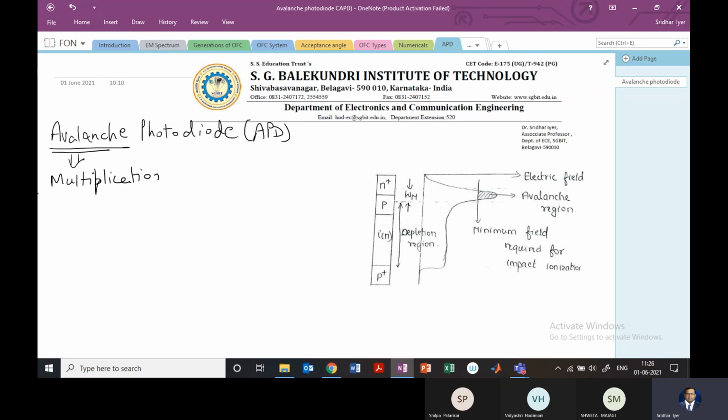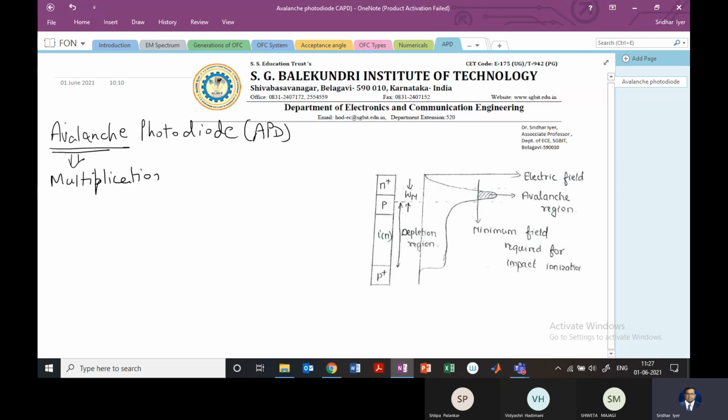So basically this APD will internally multiply the photocurrent which is generated before it enters the input of the amplifier, that is the next optical receiver, right? So internally there is going to be multiplication, and then this multiplied photocurrent will go into the optical receiver, which consists of the amplifier and the equalizer. Okay. So basically this will increase what is known as the receiver sensitivity.